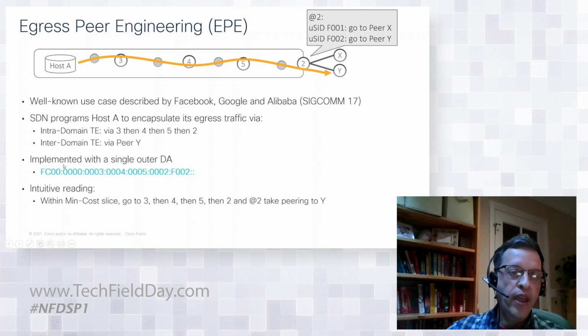The idea here now with microSIDs is that a controller can program directly the host. It can program directly a container. It can program directly an application to tell it, for this application, I want you to impose this outer destination address. And the outer destination address in blue is going to do everything I said in English. We go to 3. And then we go to 4, and then we go to 5, and then we go to 2, and then we leave via peer Y via the instruction F002.